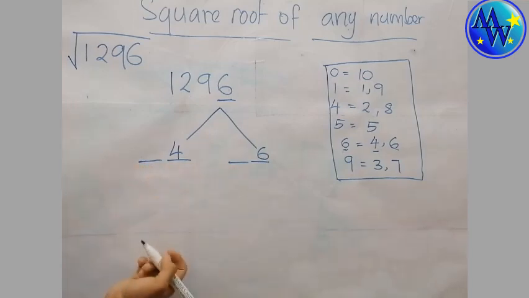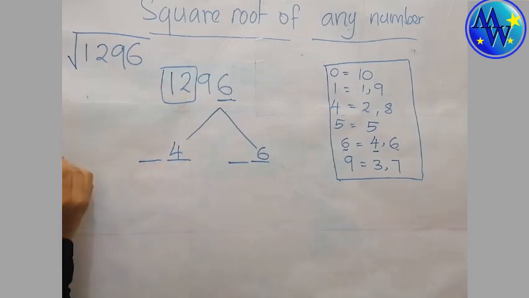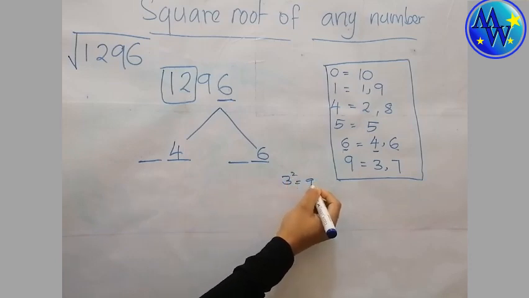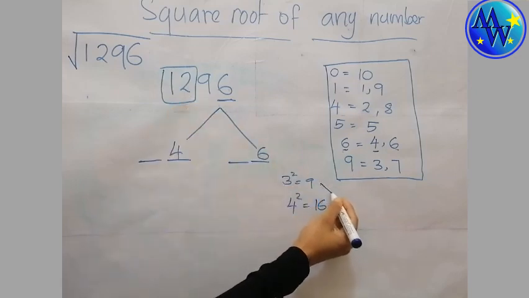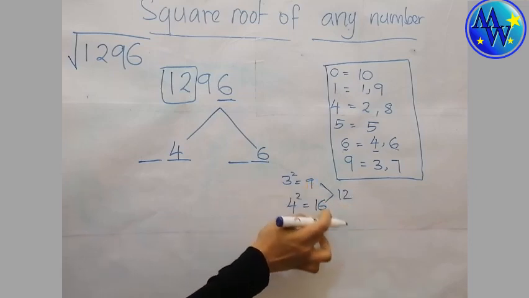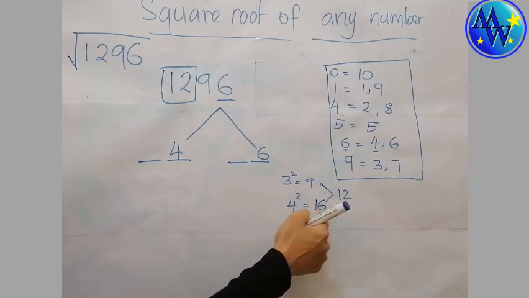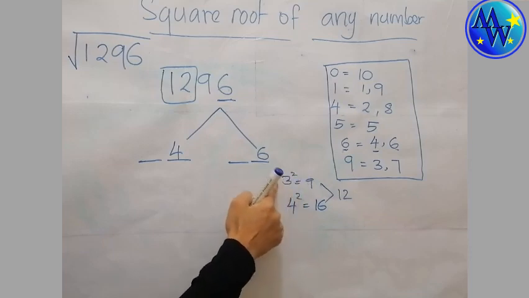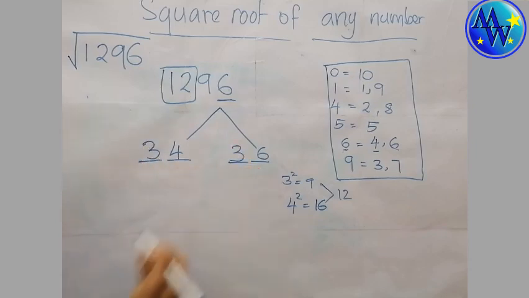Now for finding the first digit, take the first two digits of our square. Here 12 is the number. So we know 3 square is 9 and 4 square is 16. So 12 is in between 9 and 16, right? So our answer should be in between 30 and 40. It will not exceed 40 because 12 is smaller than 16, right? So we are sure it should be 30 plus. So we can write 3 as our first digit. So the possible square root is 34 or 36.